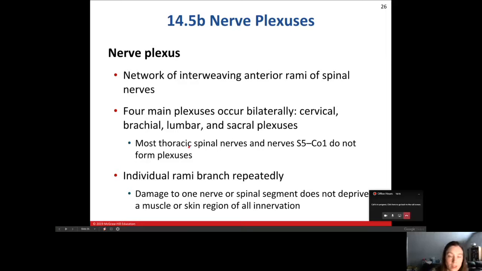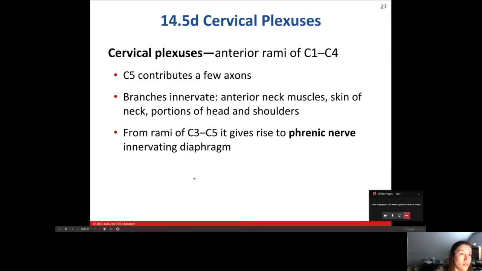So there are 4 main plexuses that occur bilaterally. We have the cervical, then we have the brachial. Now your thoracic nerves do not really participate in these plexuses. They're going to make your intercostal nerves. And then we have our lumbar and sacral plexuses. So we'll start looking through here. If you have your lab manual, you've got a chart to fill out some of this information.